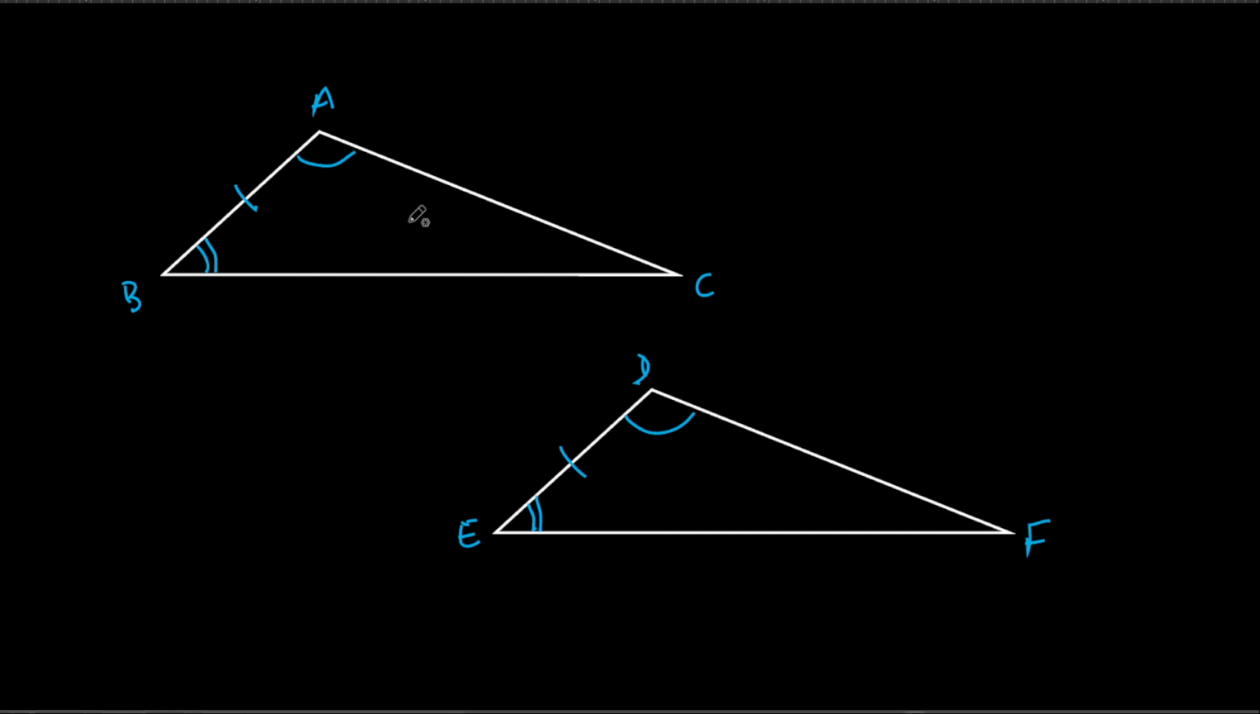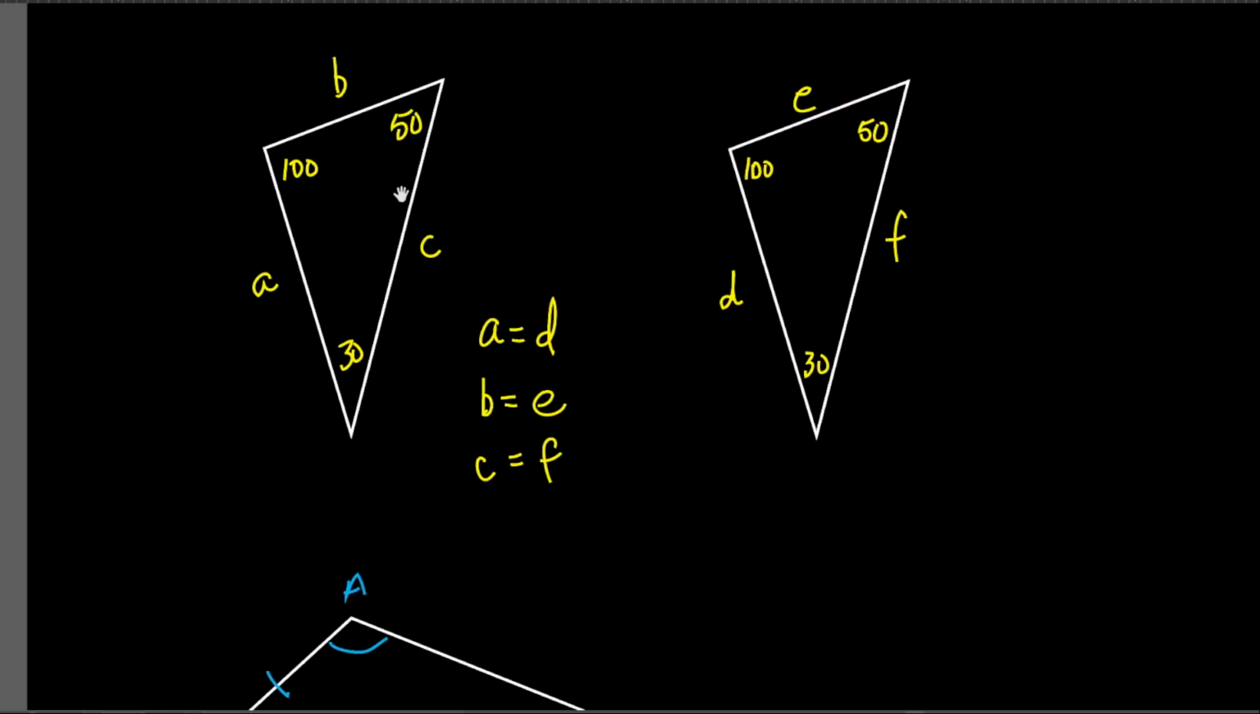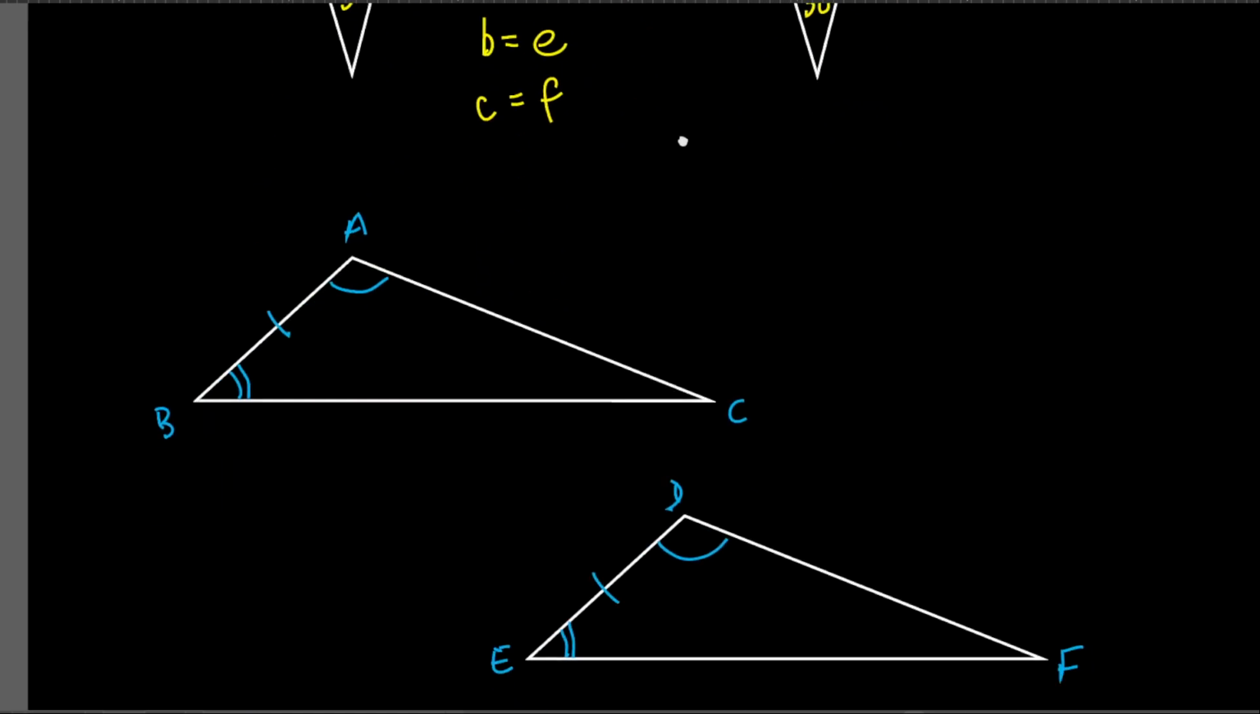So before, up here, I said, if you know that all three corresponding angles are equal and all three corresponding sides are equal, then they're congruent to each other. By the way, do you remember the sign for congruency? The symbol? It's an equal sign with what? A little squiggly line over top of it. This little symbol means they're congruent to each other, okay?